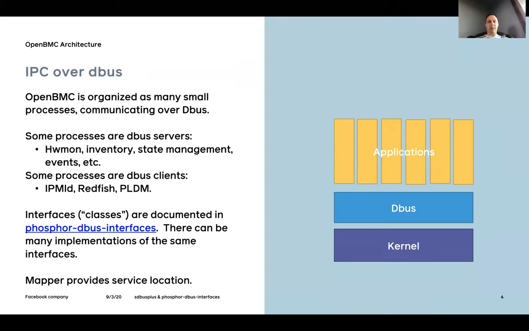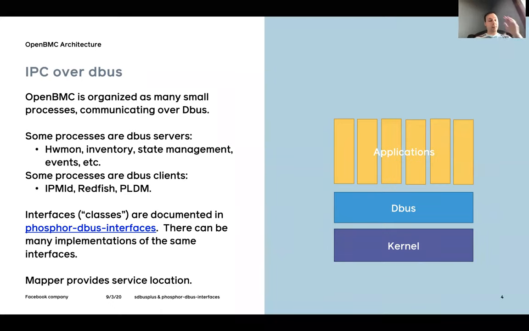Examples I listed here: HWMon, which would be your sensors from hardware. Inventory might be another segment of processes, so it's things like entity manager and fru-device, I think, are two processes that deal with that. State management, recording events, so you can create things like SELs and event logs and those kinds of things. So you have different processes that are long-running servers that serve up some kind of feature like that.